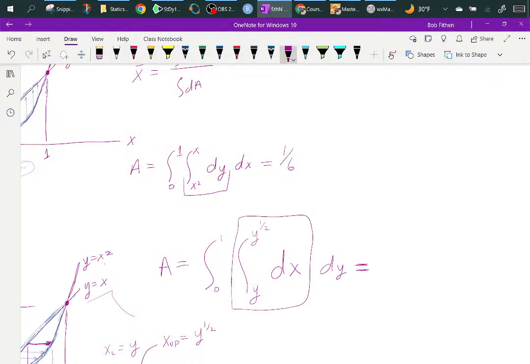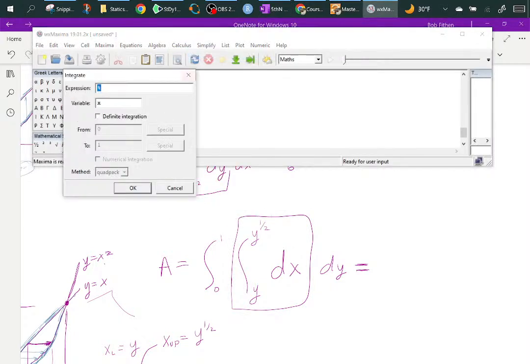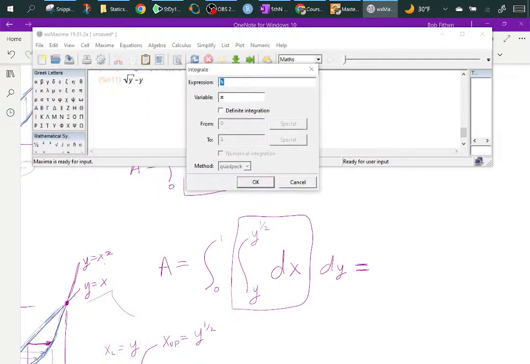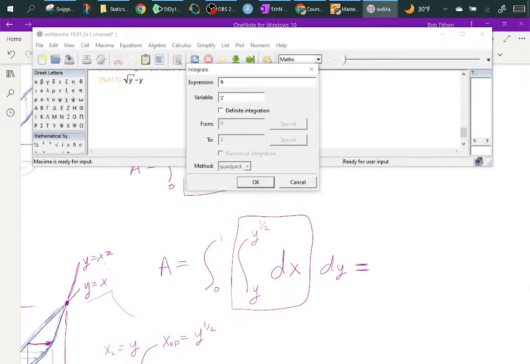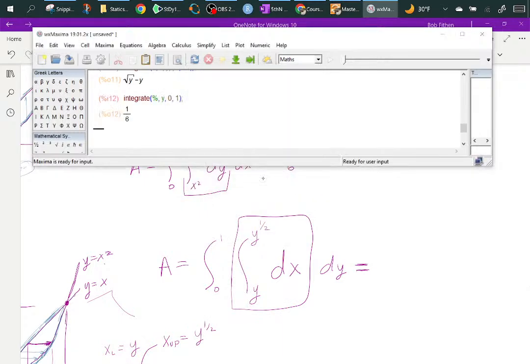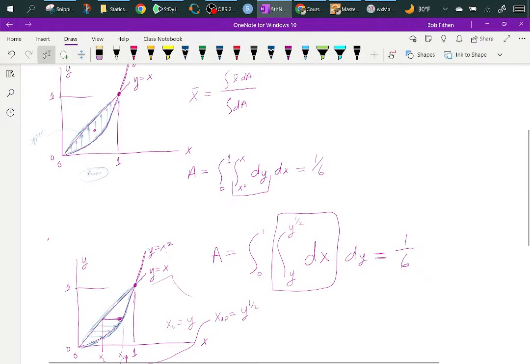Now I'm integrating that, simply dy, and I will do my calculus again. Integrate. The percent sign means integrate this from y, a definite integral from 0 to 1, and I get 1/6. So I get that. Okay, now I want to know x bar.